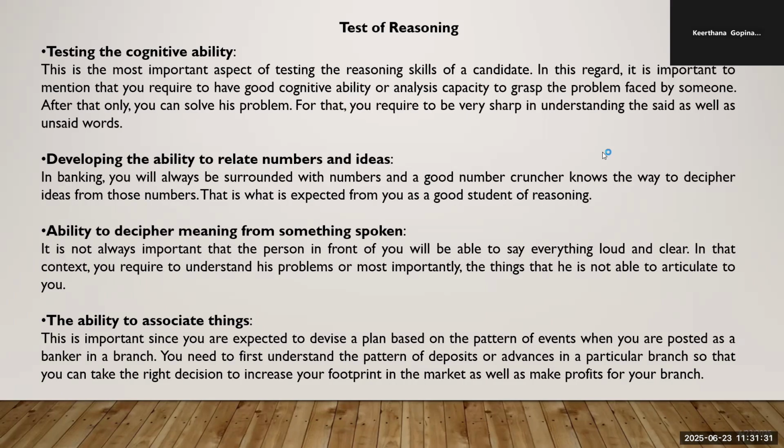So, the ability to associate things. See, the point is there are different events which happen, but you must be able to associate and understand a pattern. That is where reasoning will help you, or analytical and numerical aptitudes will help you. When you see a certain set of numbers, you should be able to analyze the pattern.